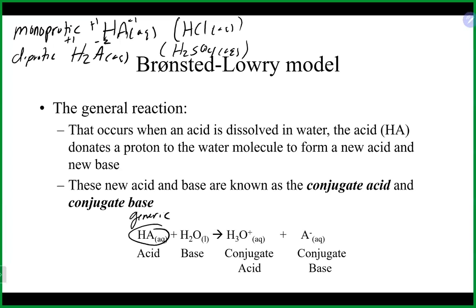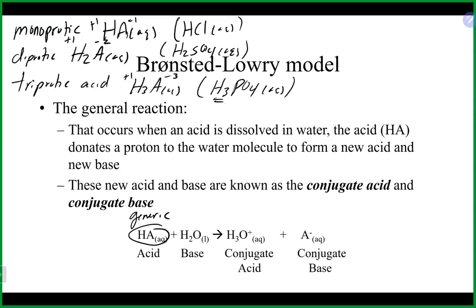And you could also have a triprotic acid, which is sometimes abbreviated H3A. +1 for the hydrogen, -3 for the negative charge there, like phosphoric acid. Phosphate has a -3 charge. We need 3 H pluses to balance them out. So you sometimes have acids that could give away one hydrogen, like the case of HCl. It's basically this guy going to be given off into the solution as H plus.